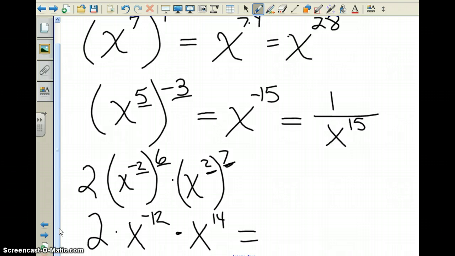And now when we multiply those three terms together, I'll get a 2. My base is x, and when I add negative 12 and 14, I get positive 2.